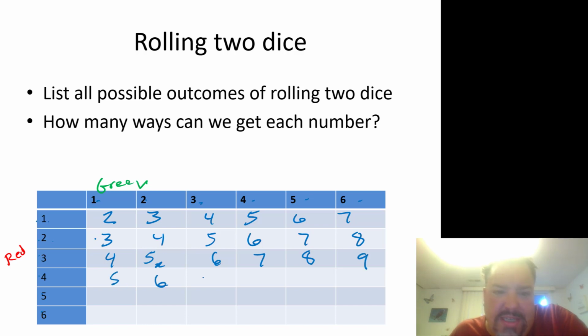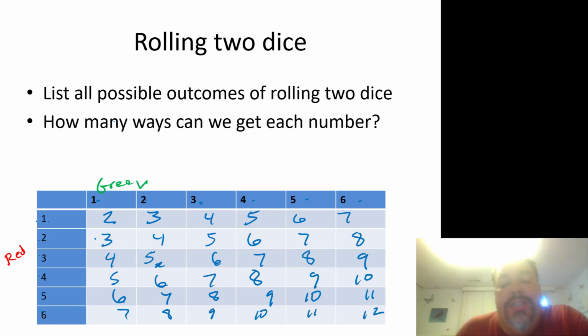And we got 5, 6, 7. So you should be able to fill this in quickly and reproduce it easily. Again, it's just basically a little addition table. And we got 7, 8, 9, 10, 11, 12. So using this table, we can now answer questions like, what is the probability of rolling a 7? Or what's the probability of rolling a 2?